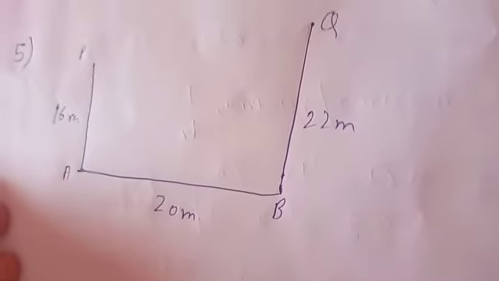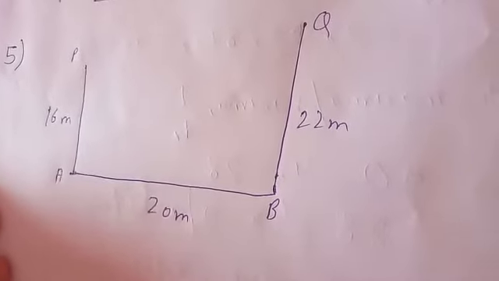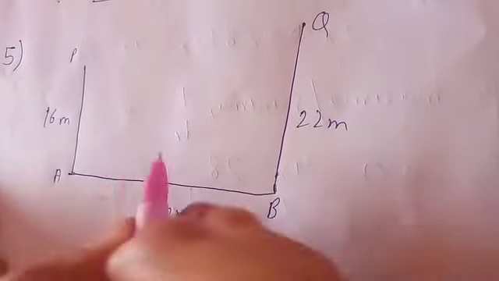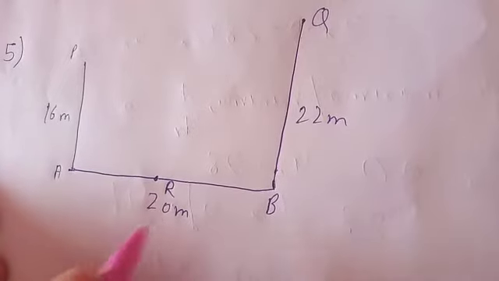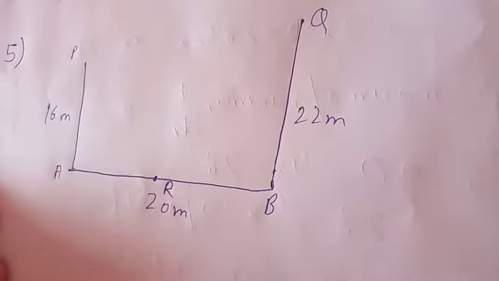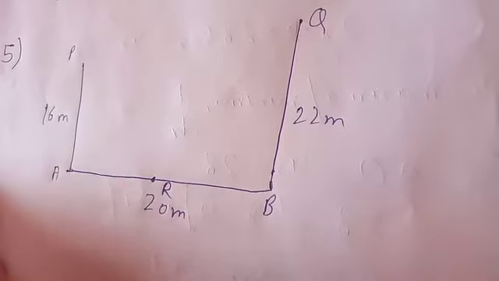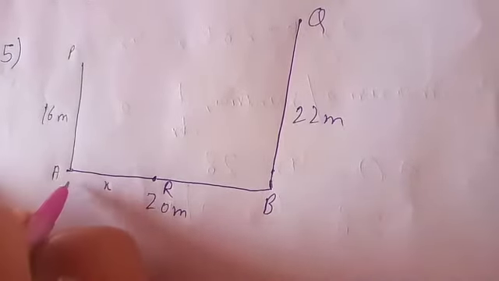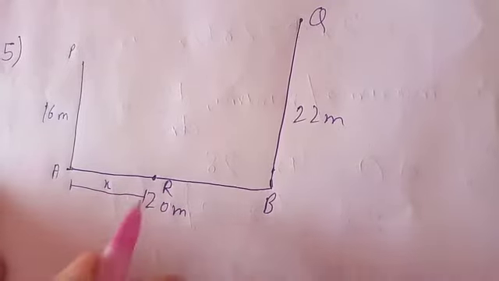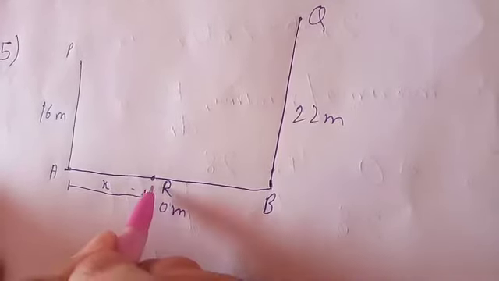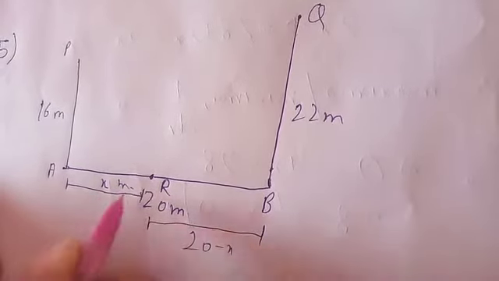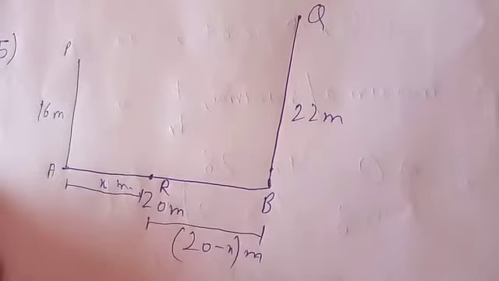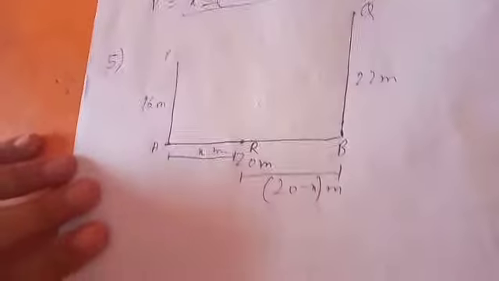Then find the distance of a point R on AB from the point A, such that PR square plus RQ square is minimum. We have to find some point R on AB. We can assume this distance from point A as x. Then the remaining will be 20 minus x meters.